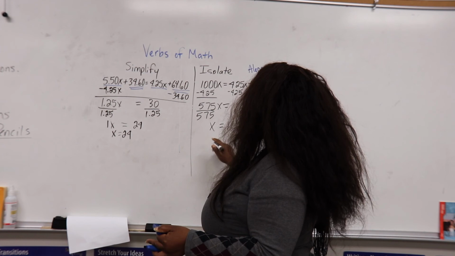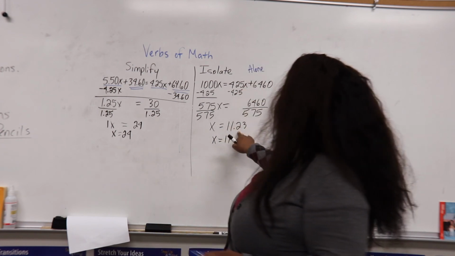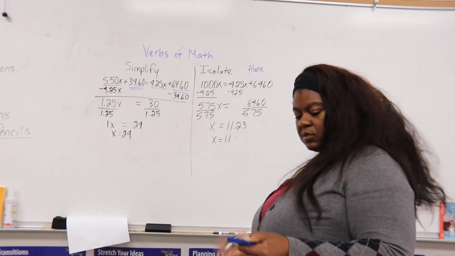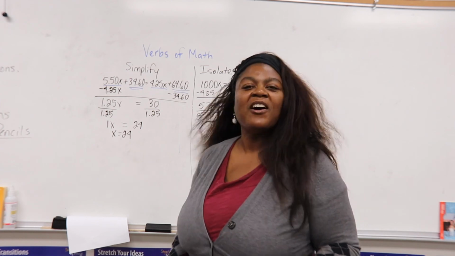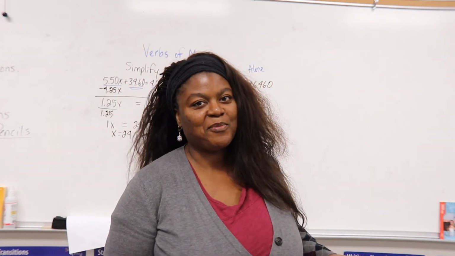So we can go ahead and round that. Because the 2 is less than a 5, we round down. All right, that was another episode of the Verbs of Mathematics.